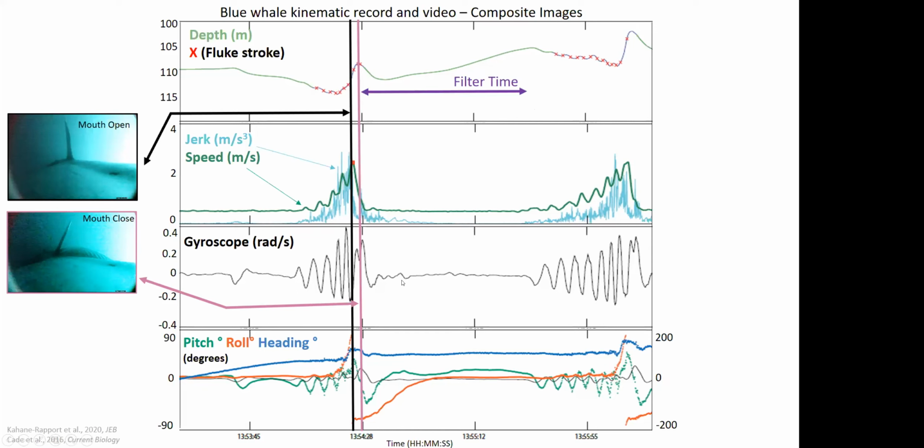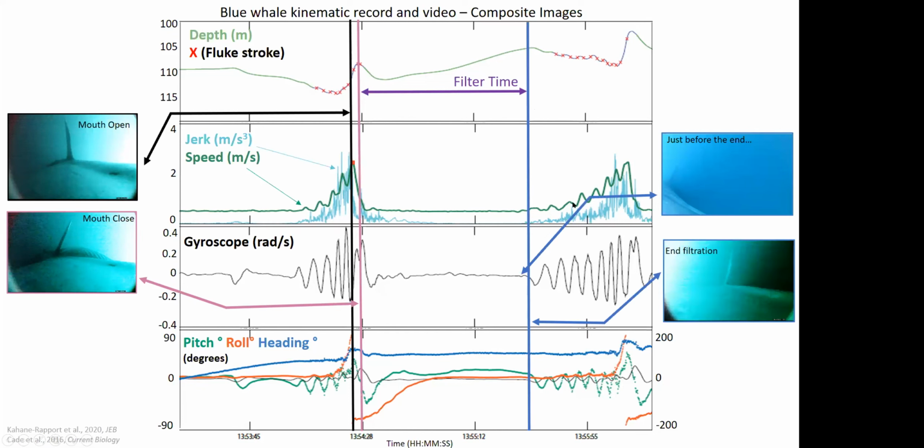And so we could assess the amount of filter time. And then we could actually watch the ventral groove blubber deflate over time because of the video. We could see it align with this very flat line in the speed and in the gyroscope and in all of these settings that we decided were important for this event detection. And then we could determine when the end of filtration was.